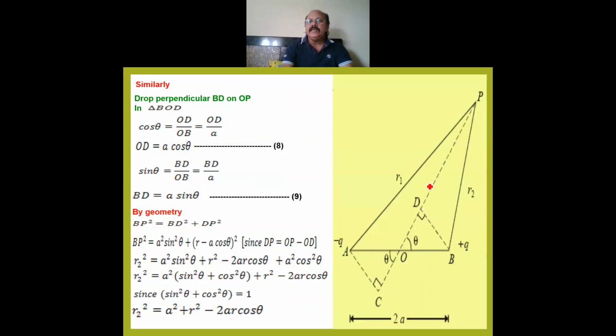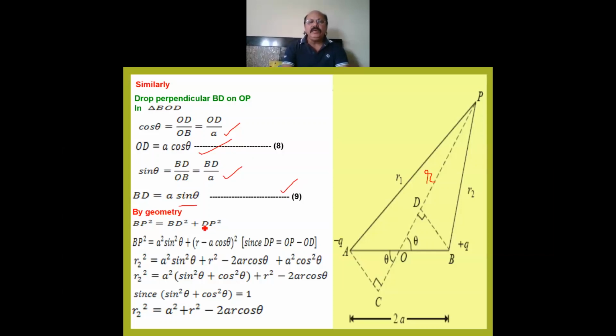This OP distance is represented by small r. So in that triangle BOD, find out cos theta, that is OD upon OB, then OD upon A. OB equal to A, then OD equal to A cos theta. Mark this equation 8. Similarly, you find out in the same triangle sin theta, BD upon OB, that is BD upon A. OB equal to A. Then BD equal to A sin theta, equation number 9.